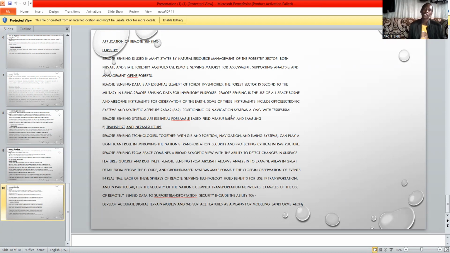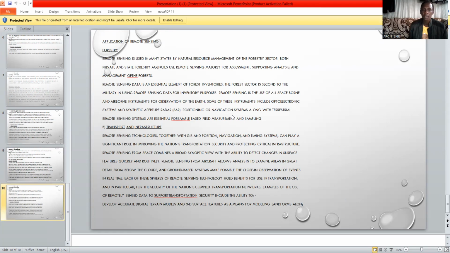The next application of remote sensing is transport and infrastructure. Remote sensing technologies, together with GIS and positioning and navigation systems, can play a significant role in improving the nation's transportation security and protecting critical infrastructure. Remote sensing from space combines a broad synoptic view with the ability to detect changes in surface features quickly and routinely. Remote sensing from an aircraft allows analysts to examine areas in great detail from below the clouds.